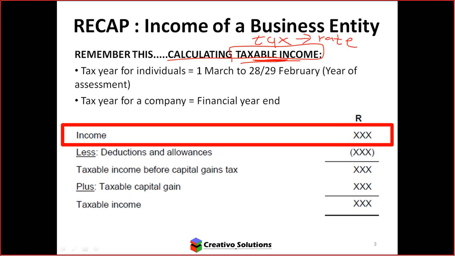So how is an SBC taxed? An SBC is taxed according to, well, it's got its own tax tables, I suppose. Yes, good. Remember from chapter 1 or 2, we spoke about a progressive tax system. So an SBC would be taxed using a progressive tax system.